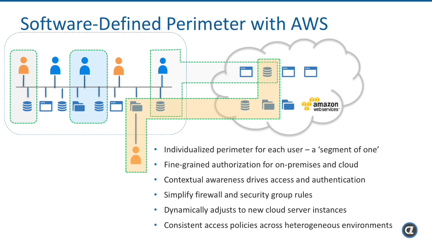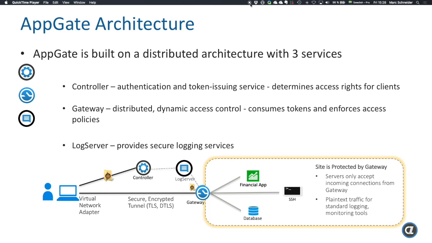adjust to these changes. The AppGate architecture is built up of three components: a controller, the gateway, and a log server. The controller can be seen as the authority of the system. It's issuing tokens, and it determines, according to policies, what access rights a client will get. By client, we mean the end user.